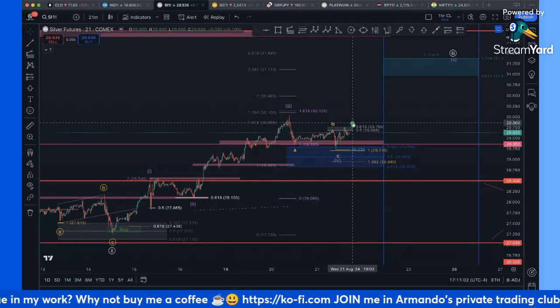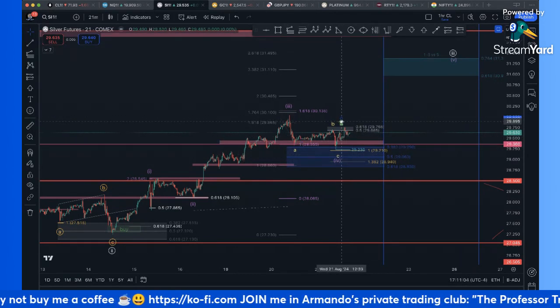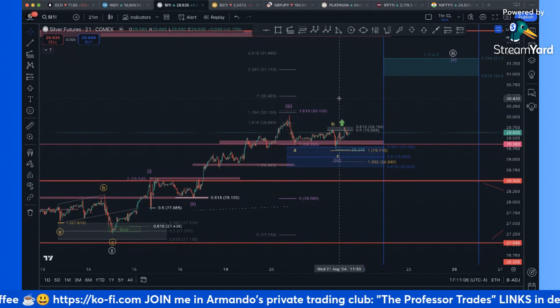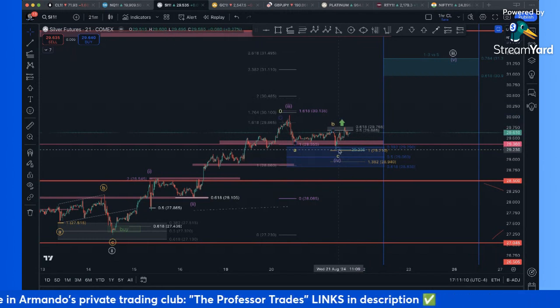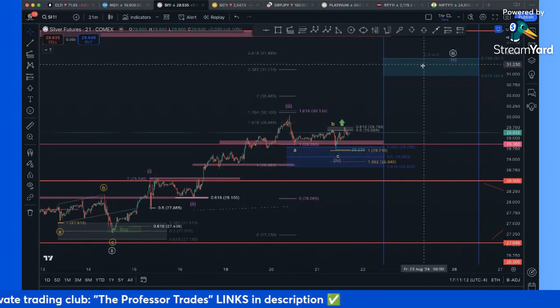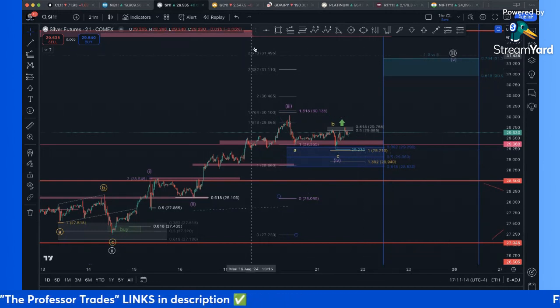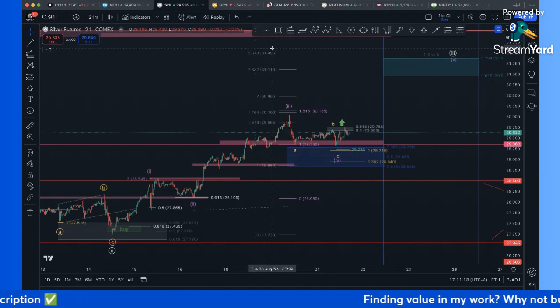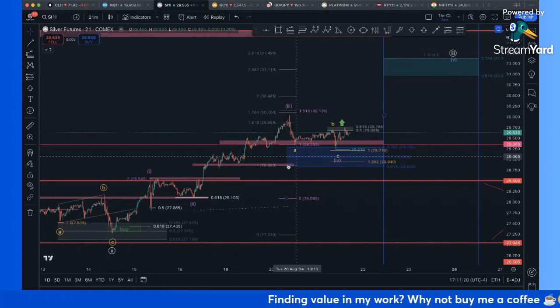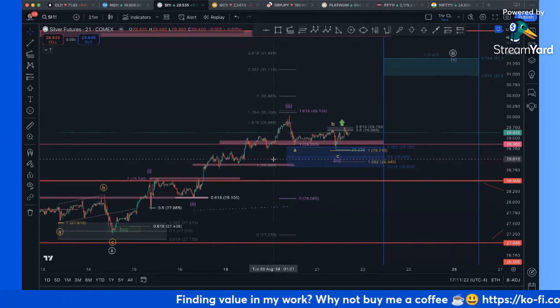So the way I'm looking at this right now in silver is, if wave 4 is done right here, then this is the target box, and these are the fibs that go with the white wave 3. Now, these are extensions, but this is just the way I'm measuring it.